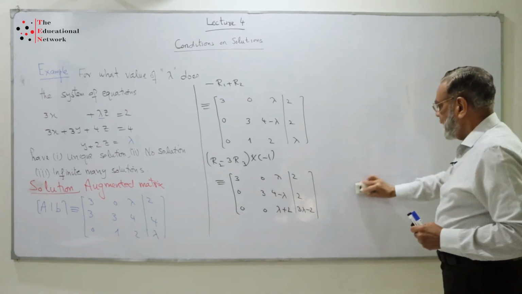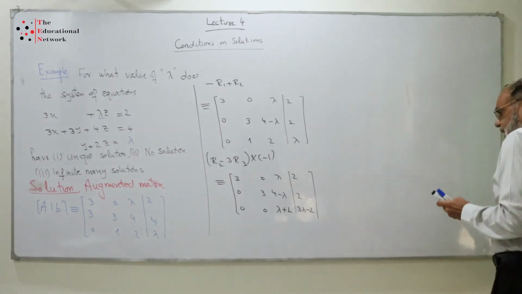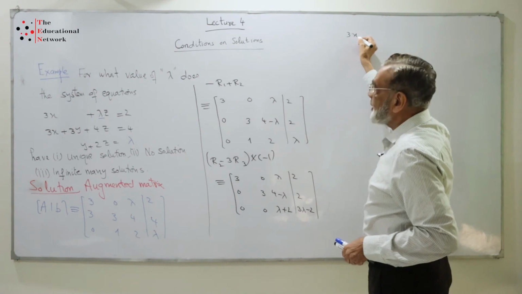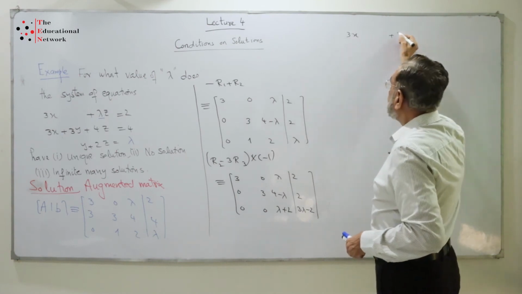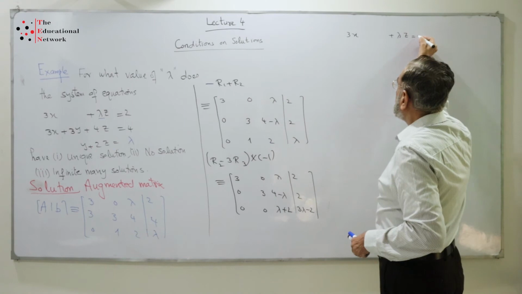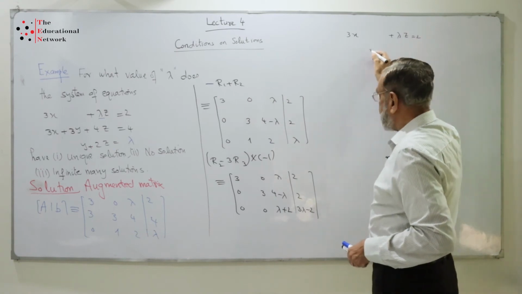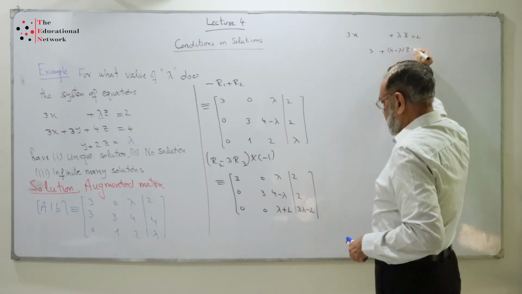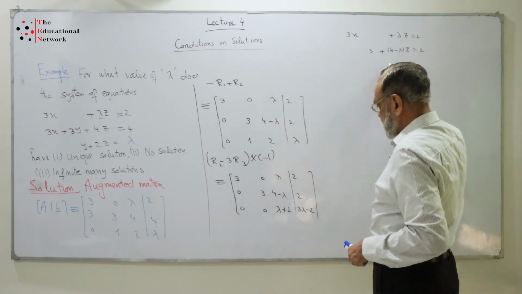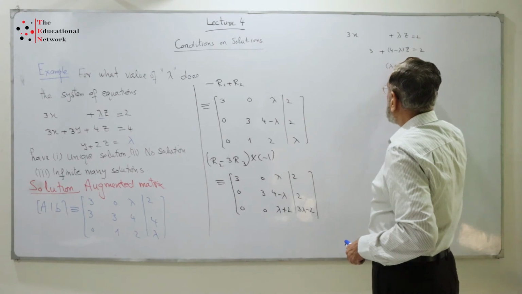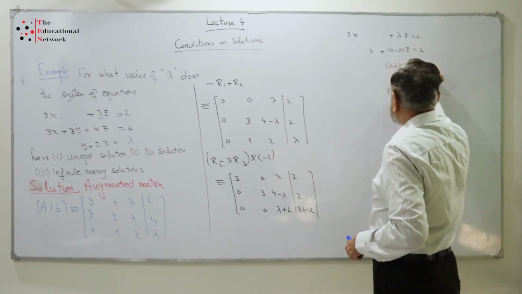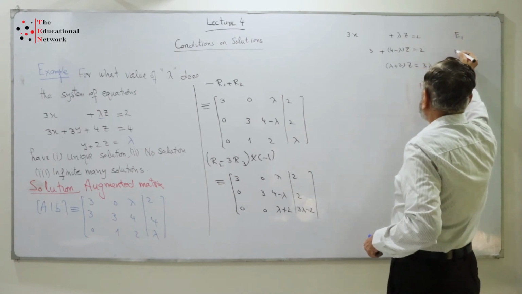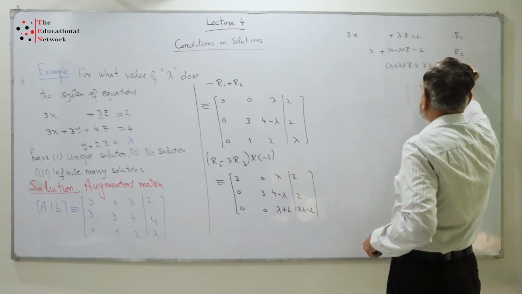Now in this case, I would like to write the system form. The last example, I liked the matrix form and then discussed the solutions. Writing the equation form, we have 3x plus lambda z is equal to 2. My second equation is 3y plus 4 minus lambda z is equal to 2. And my third equation is lambda plus 2 into z is equal to 3 lambda minus 2. This is my equation 1, equation 2, equation 3.